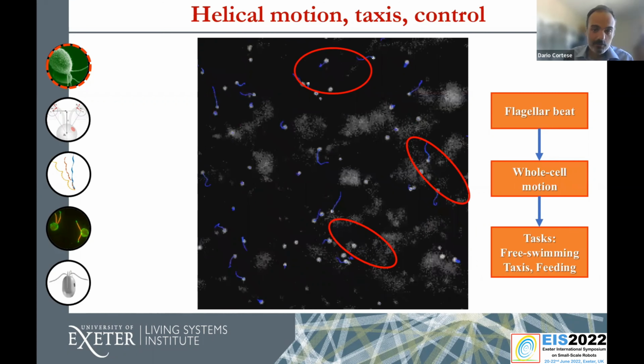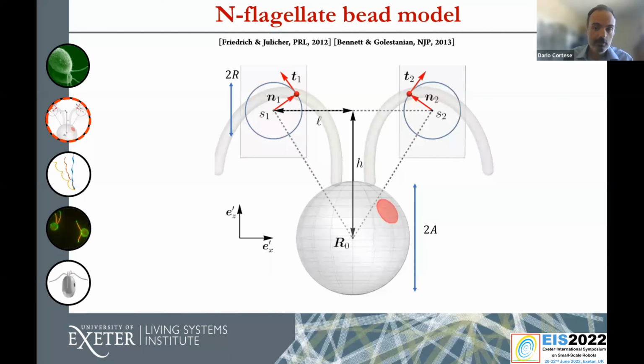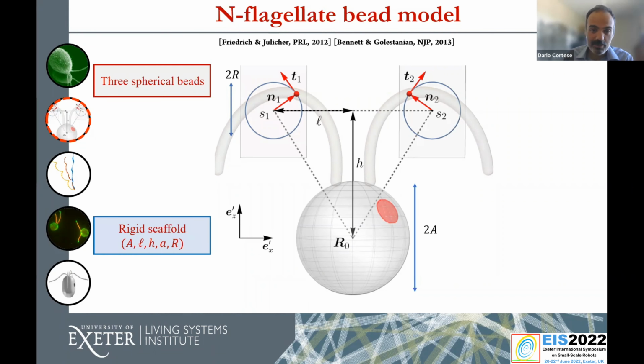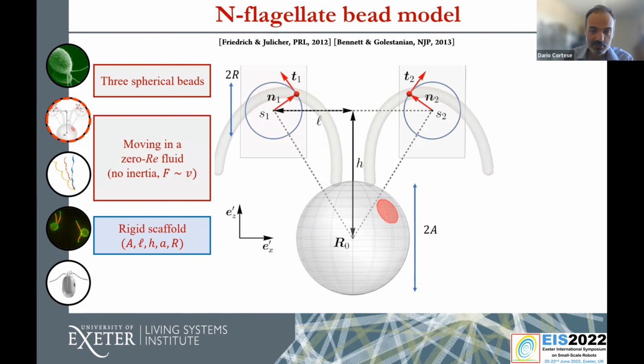Our approach to address these questions was to develop a theoretical and numerical model that can be extended to a number n of flagella. Here I'm going to show it only for two for simplicity. The flagella and the body in this model are represented by spherical rigid beads. The flagella beads are bound to move in circular orbits, which are organized in a rigid scaffold. And the cell is moving, as I said, at zero Reynolds number in our approximation, so inertia is negligible.